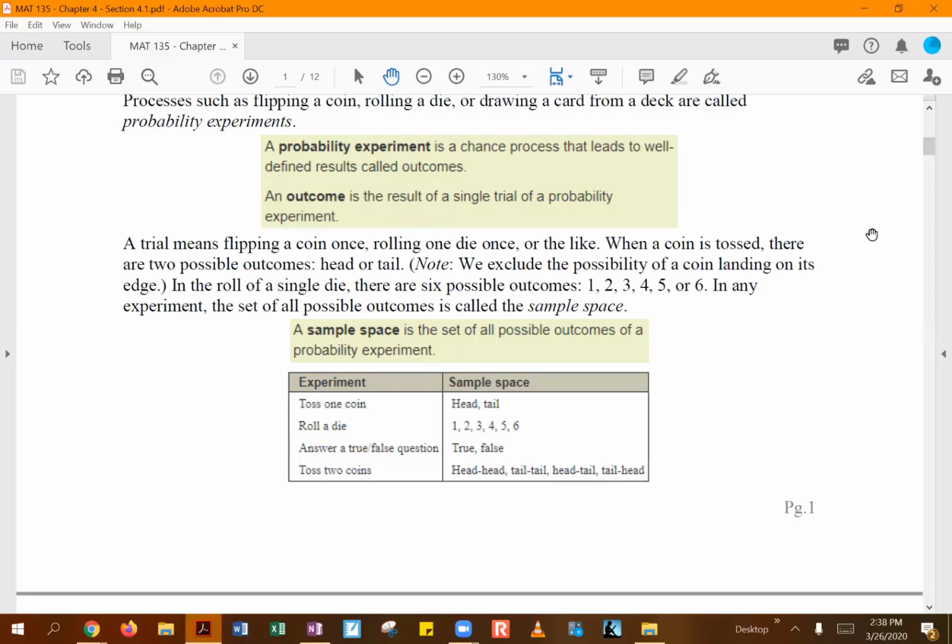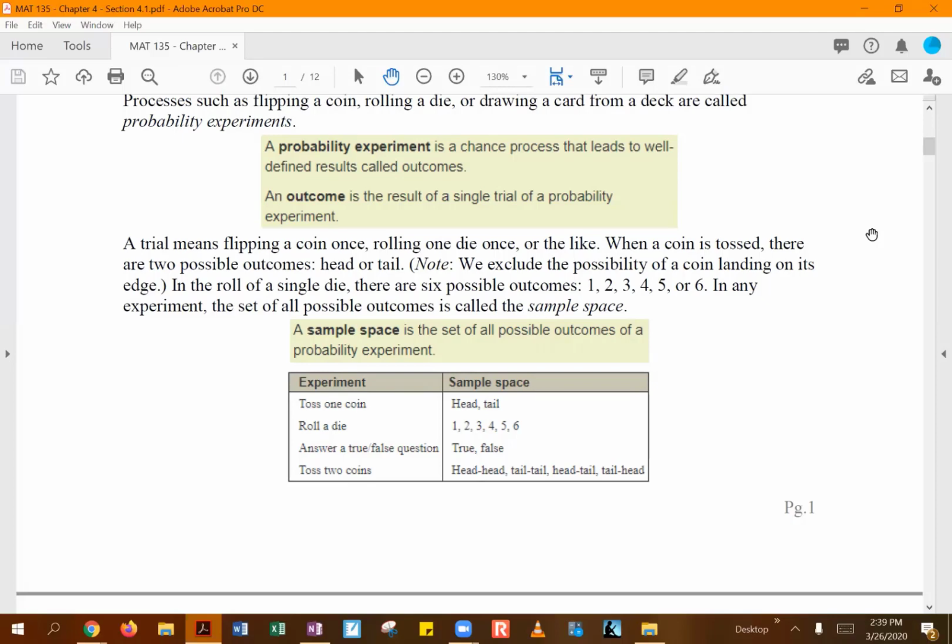Same thing if you're talking about rolling a die. A common die would have 6 possible outcomes. It would have 6 faces, right? You would have faces with 1 dot, 2 dots, all the way up to 6 dots. So in this case, you have 6 possible outcomes, and all of those outcomes together would form your sample space. A sample space is the set of all possible outcomes of a probability experiment.